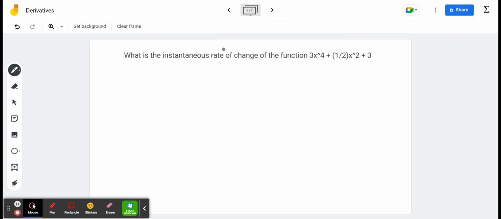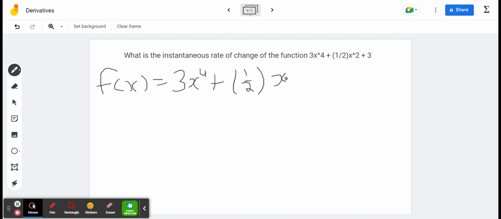Okay, so next we have a little bit more complicated polynomial, but I want you to try this on your own. So I'm going to rewrite this. f of x equals 3x to the fourth plus 1/2 times x squared plus 3.